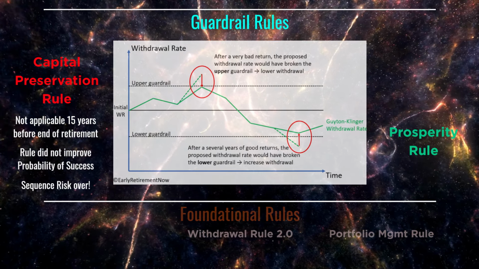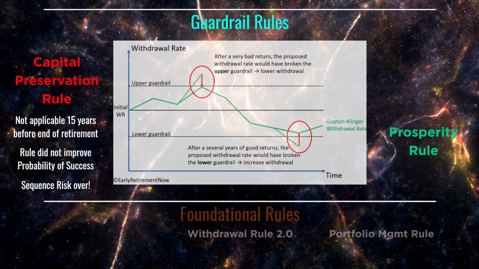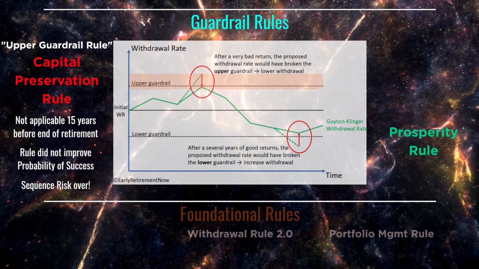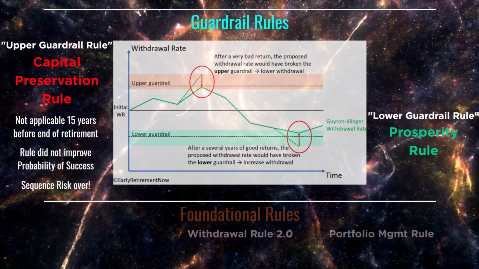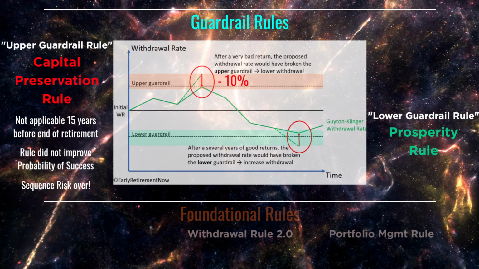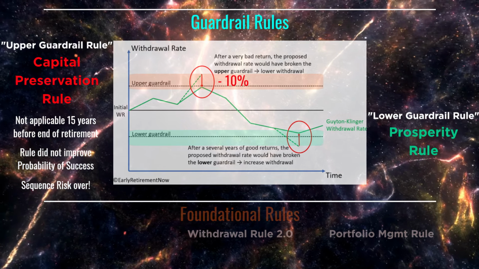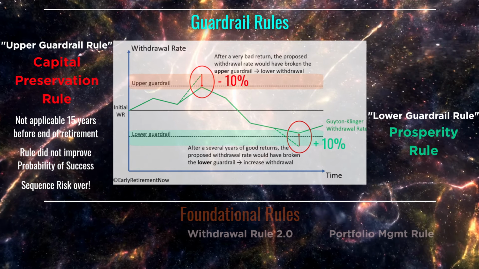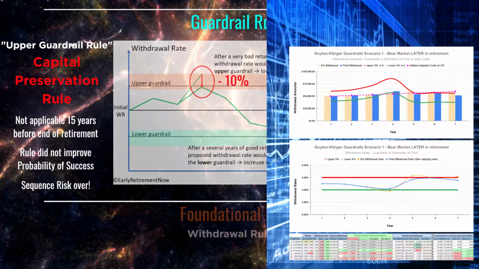Again, a quick aside on rule names. I personally think of the capital preservation rule as the upper guardrail rule, and the prosperity rule as the lower guardrail rule. The upper guardrail defines a ceiling which triggers a reduction in spending, while the lower guardrail defines a floor which triggers an increase in spending. I find these names more representative of their function, and generally more intuitive.